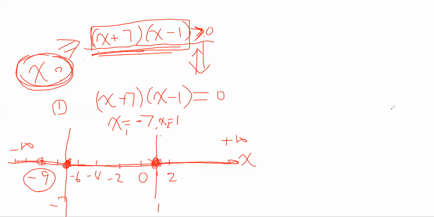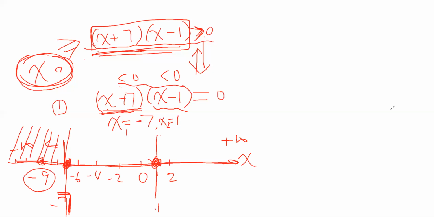This number in this section is less than -7, right? Any number less than -7, plus 7, becomes a negative number, which is less than 0. And a number less than -7 is also less than 1, so minus 1 is also a negative number. So if the number is picked from this left area, two negative numbers multiplied together become positive, greater than 0, right? So the real numbers in this area make this greater than 0. This is the first section, so this area is correct. It's what we want.